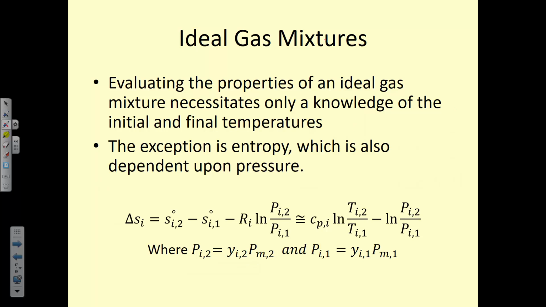If we're looking at ideal gas mixtures, all we need to know is the initial and final temperature for all of the property values except for entropy, because entropy depends upon the final pressure as well. So if we're determining the change in entropy for an individual component, we use this reference entropy, which is tabulated in the back of the book, and it's in molar form for everything except for air. So you can imagine that this equation also has the universal gas constant and then lines over everything. It would be in the molar form.